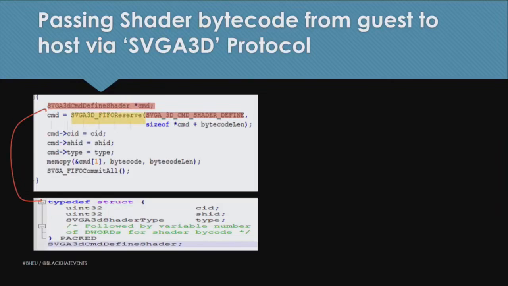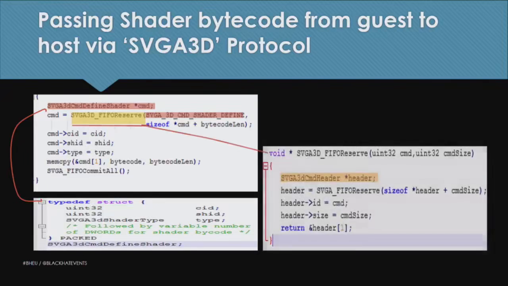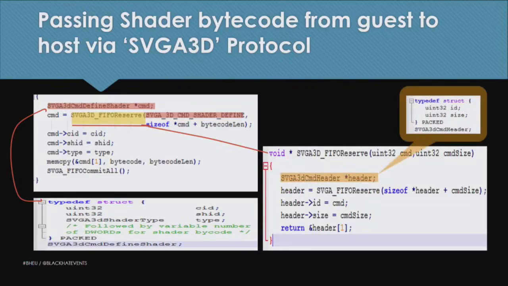After that, the space for that particular 3D command and its parameters needs to be reserved in the FIFO memory queue. In this example, the function name is SVGA 3D FIFO reserve. It reserves the space for this SVGA 3D FIFO command and arguments. This reservation has to be done by making use of a structure called SVGA 3D CMD header. This header actually looks something like this.